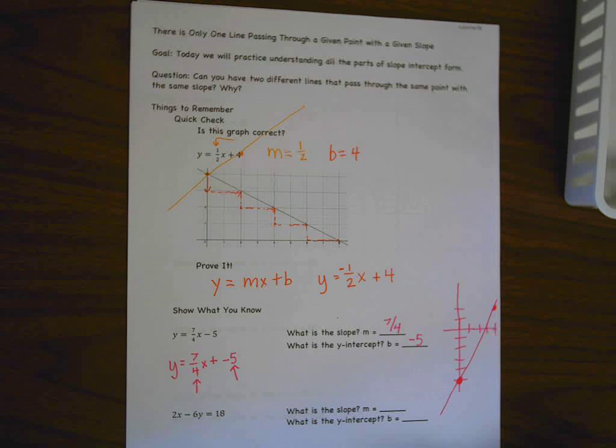The exact same line. So it would be one line, not two. Okay? So if it has the same intercept and it has the same slope, it has to be the exact same line, just written twice.